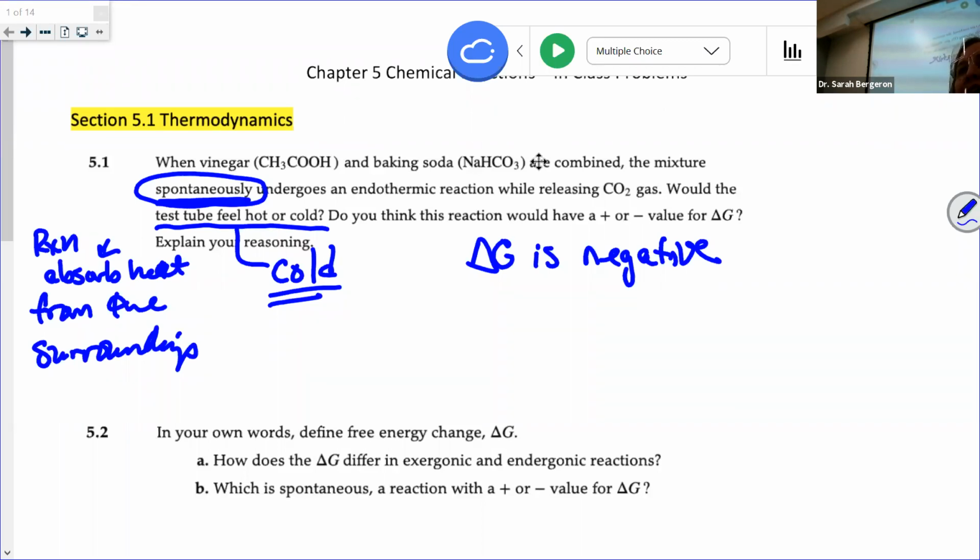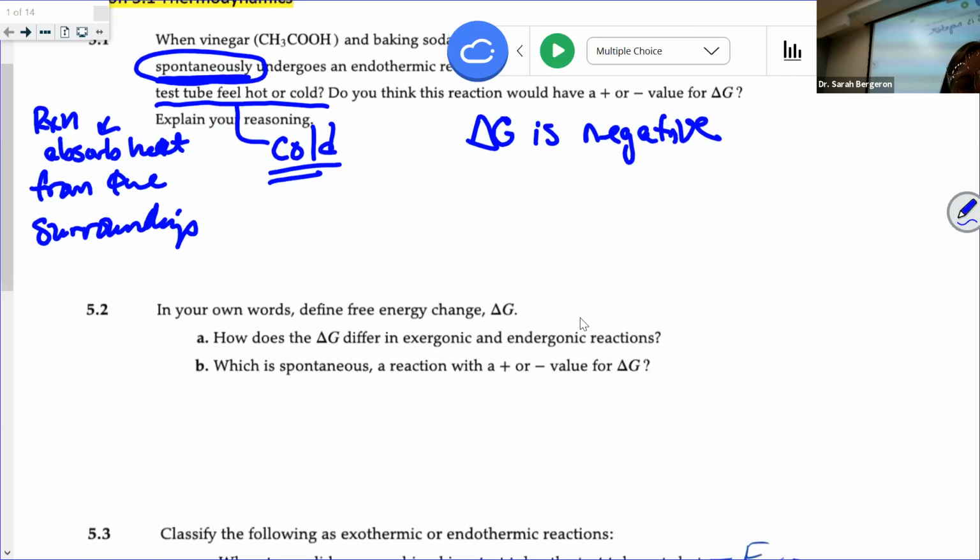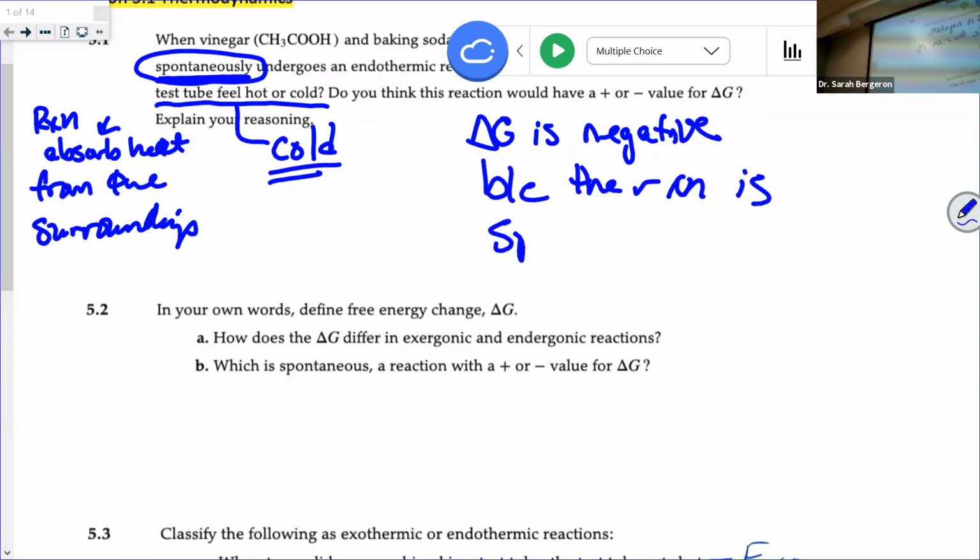Gibbs free energy, the energy available to do work. So if delta G is negative, the reaction will go. You don't have to do anything to make it happen. Okay? So in your own words, define free energy change, or delta G. And explain your reasons. Because the reaction is spontaneous. Okay? In your own words, define free energy change, or delta G.